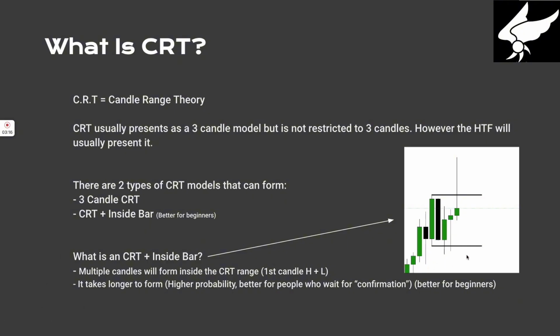What's a CRT plus inside bar? As I explained before, this setup right here. All this means is that there's more than 3 candles in order for one end of the range to be hit and the other end of the range to be hit. Multiple candles will form inside of the CRT range. What is the range, guys? The range is the first candle. And what's the difference between a CRT plus inside bar and a 3-candle CRT? The difference is it takes longer to form. As I said before, it's higher probability and better for people who wait for confirmation, or better suitable for beginners.